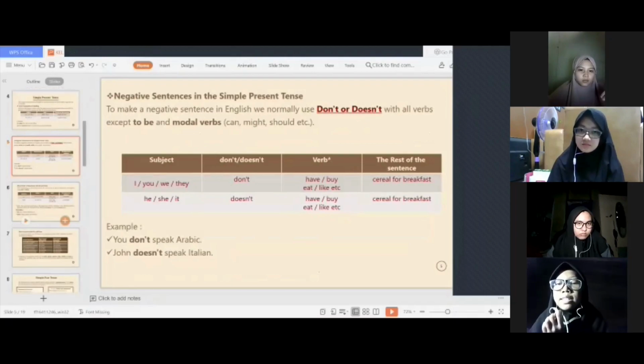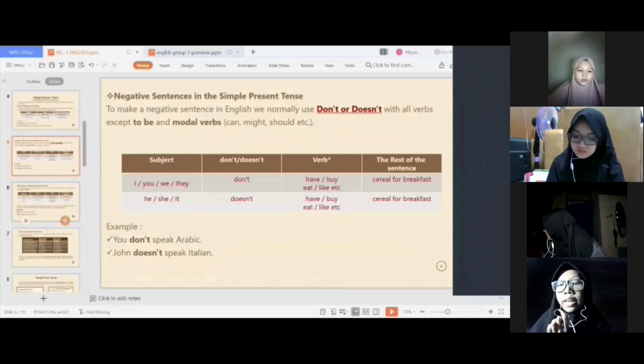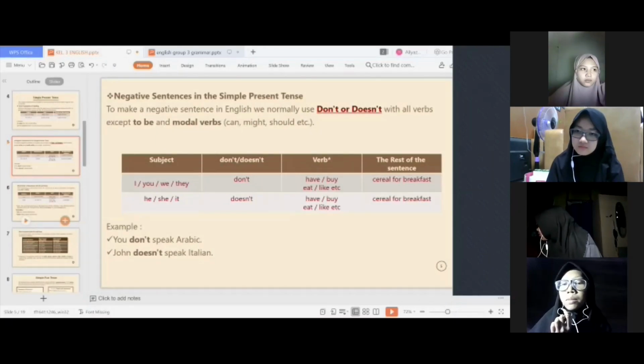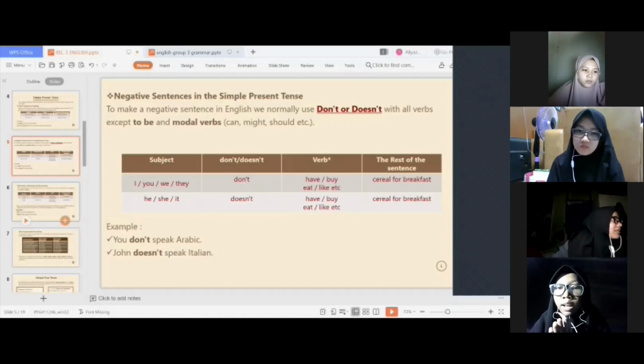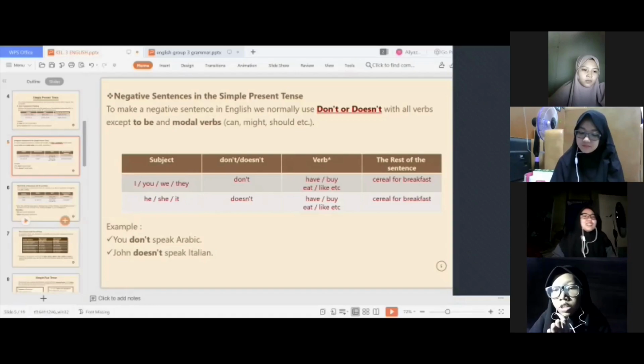Negative sentence in the simple present tense. To make a negative sentence in English, we usually use don't or doesn't with all verbs except to be and modal verbs: can, might, shall. So, in a negative sentence, we normally use negative contraction. Don't is the same as do not. Doesn't is does not. I don't like meat. I do not like meat. There is no difference in meaning, so we normally use contraction in spoken English.